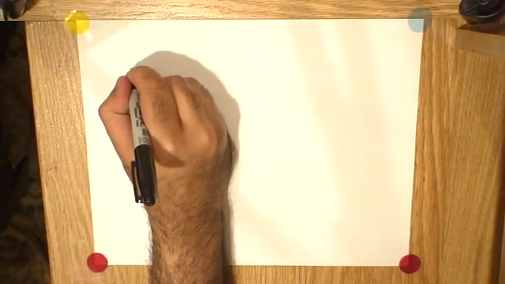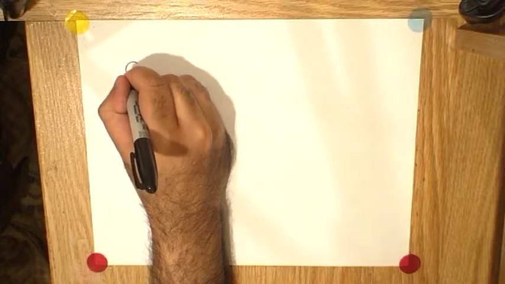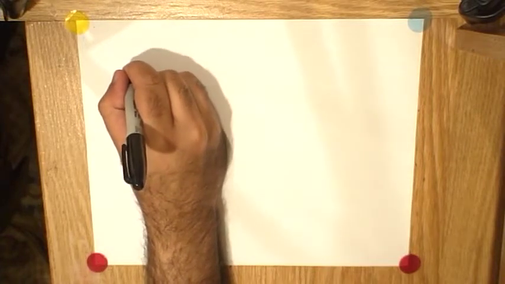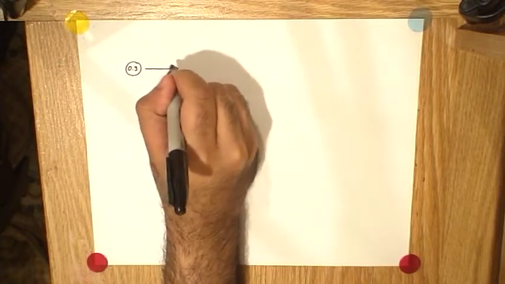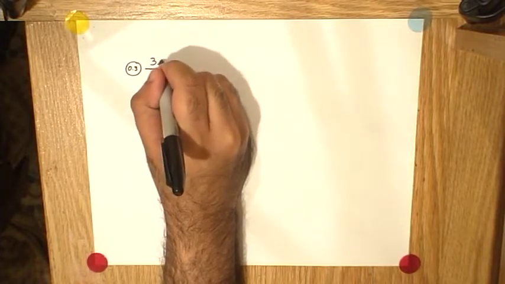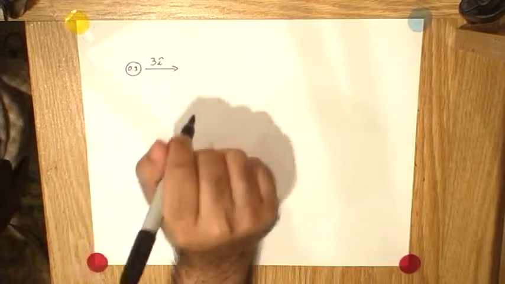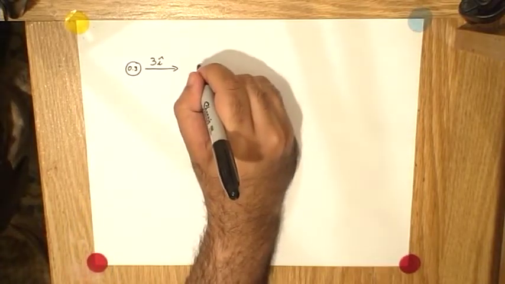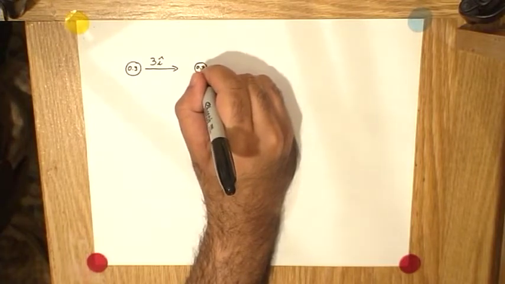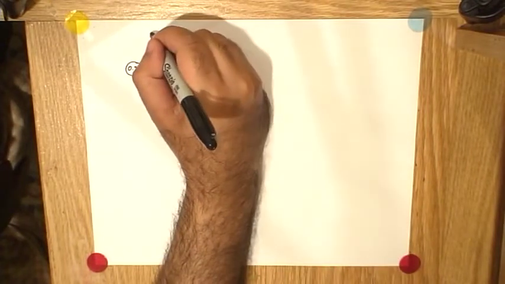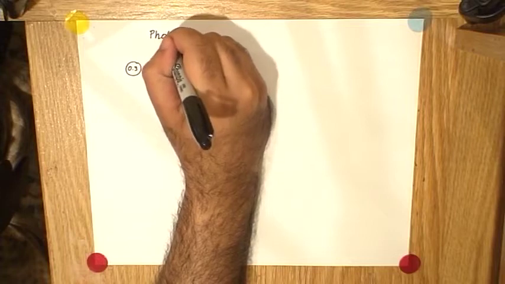In this question, we have a ball which has a mass of 0.3, which is initially traveling at 3 I hat meters per second, that is 3 meters per second rightwards. It's going to strike another ball which has the same mass, 0.3, which is initially at rest. This is photo 1.